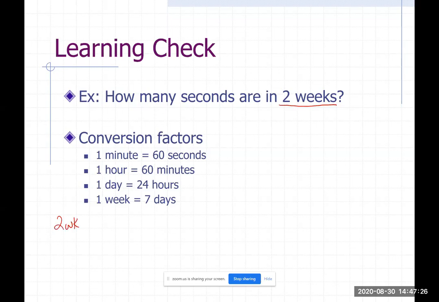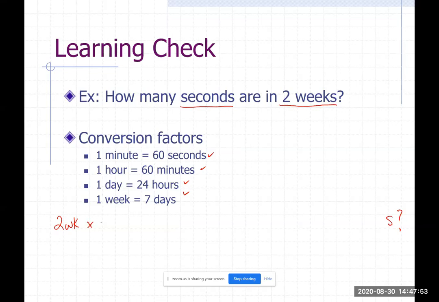And I'll put that over on the left side. Ultimately, we want seconds. So I'll put those seconds over here on the right side, and I'll just put a question mark next to them because that's what I'm after. Now they're giving us 1, 2, 3, 4 conversion factors going from weeks to days, days to hours, hours to minutes, and minutes to seconds. So that should get us where we want to go.